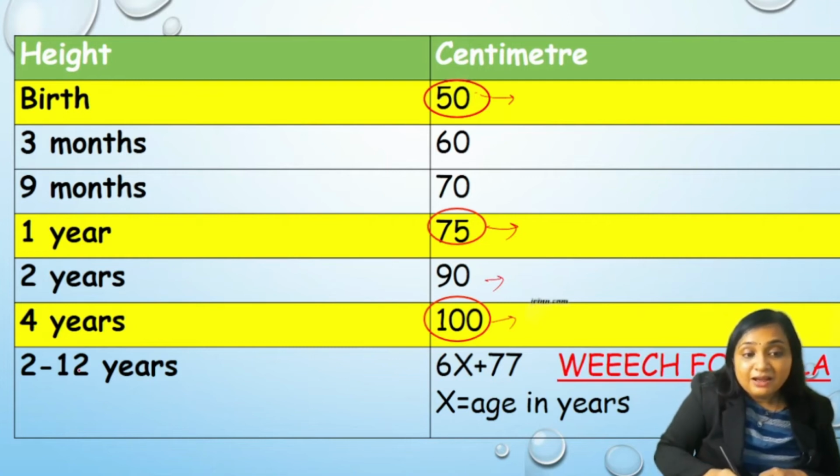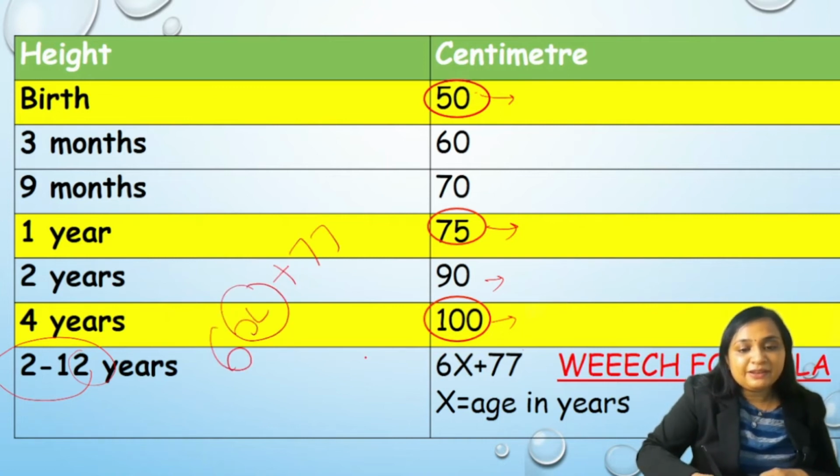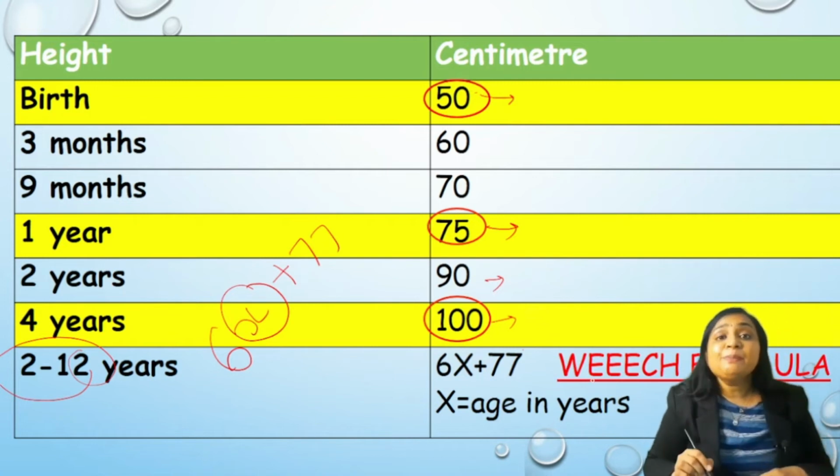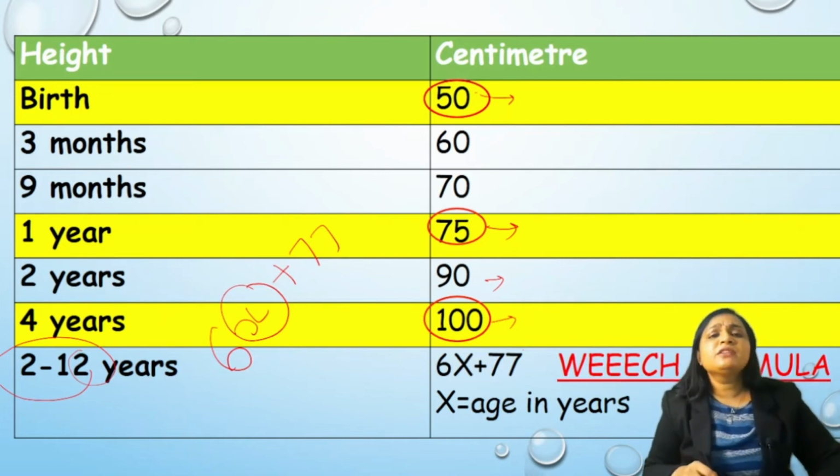But for the ease of remembering, you can remember this formula: 6x plus 77, where x is in years, is the expected height of the baby after 2 years of life. We know already at 2 years it is around 90 centimeter. After that, you can calculate this height roughly.